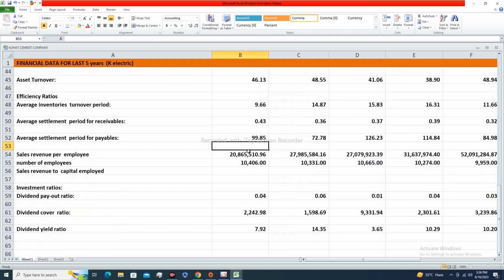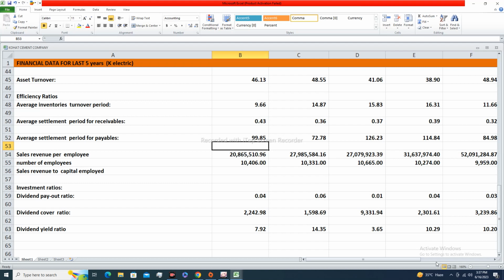And then we have dividend payout ratios. In this we calculate it by dividend announced for the year divided by earnings of the year available for dividends, multiplied by 100. By this we can calculate the dividend payout ratio for that year.